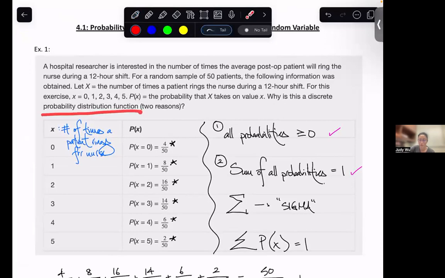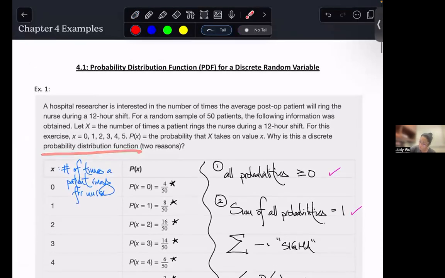probability distribution function, okay? So I'm going to go ahead and highlight this discrete probability distribution function, because that is sort of the theme of 4.1, okay? We just want to be able to recognize that. In 4.2, we're going to take a look at some different stuff, but that's the most important thing for 4.1, okay?